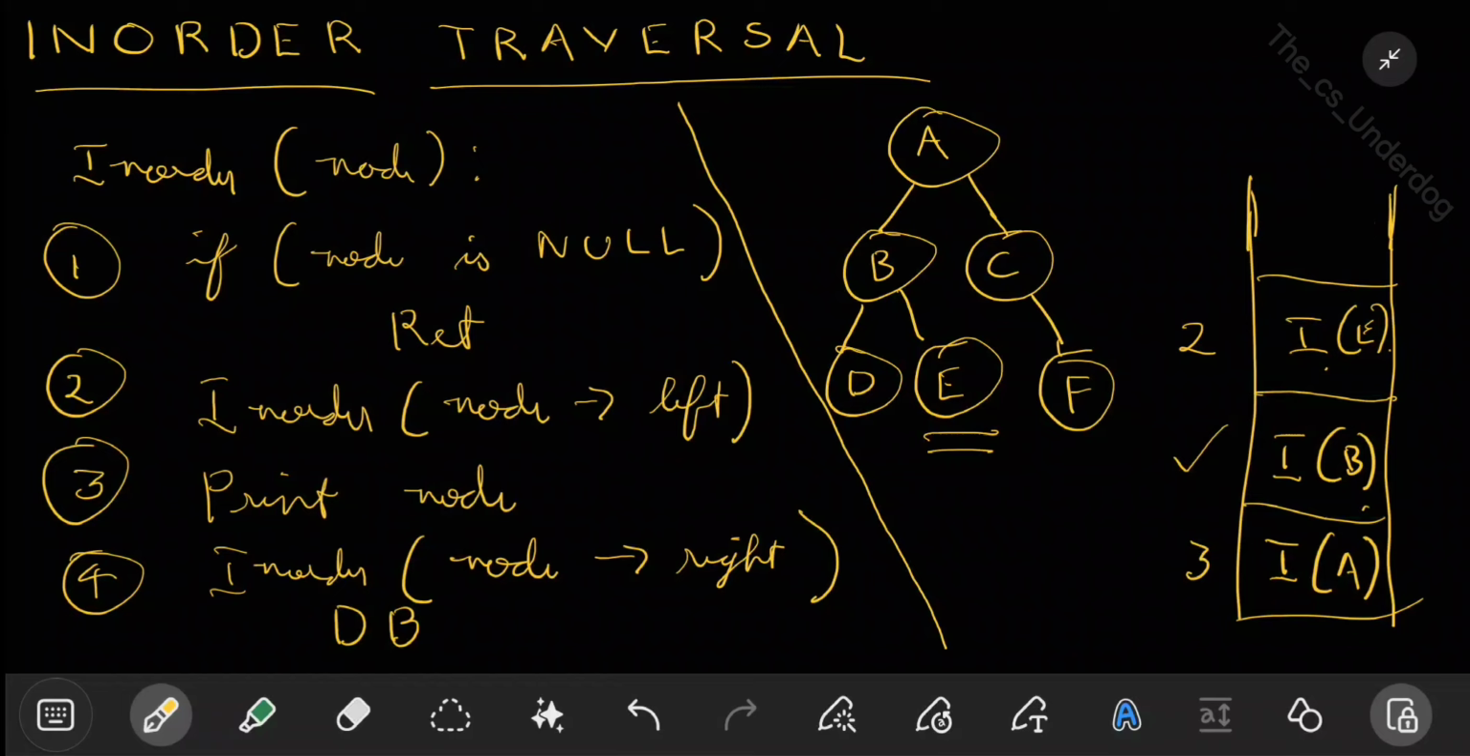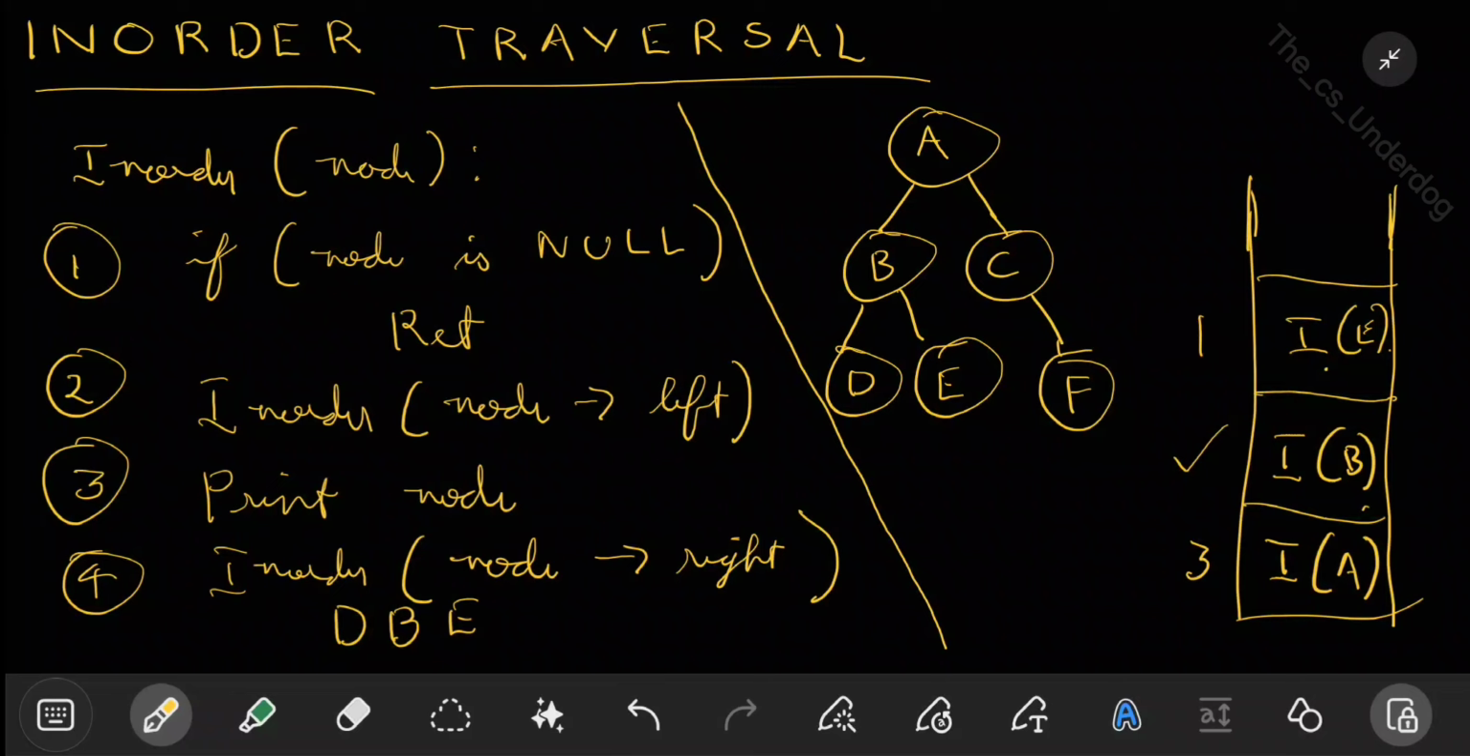Then I'll go to in order of E. I'll print it because it is third step. Third step of E is print node. So I'm printing E. After I print E, I'll go to the fourth step, which is E pointing right. E doesn't have a right child, which means I can put in order of null. Right is null. So because it is null, it will be popped off.